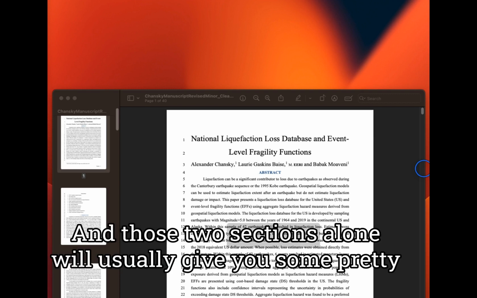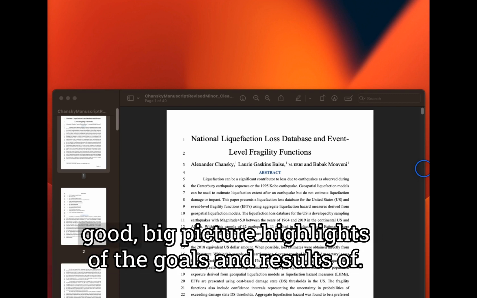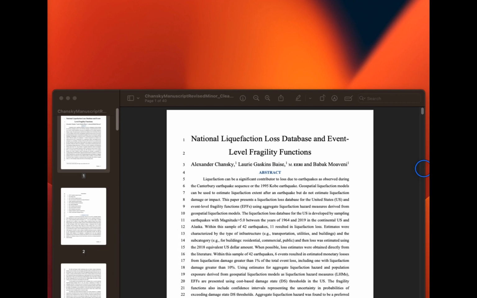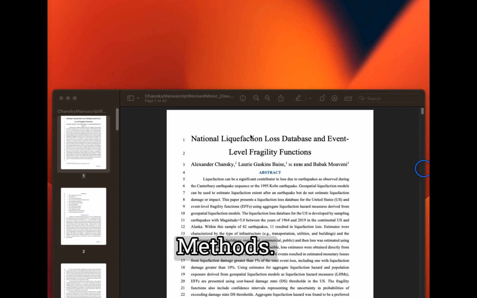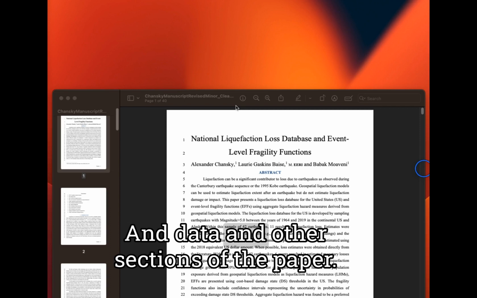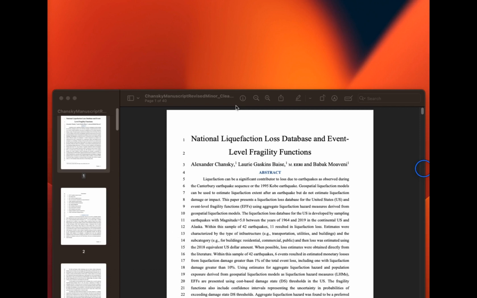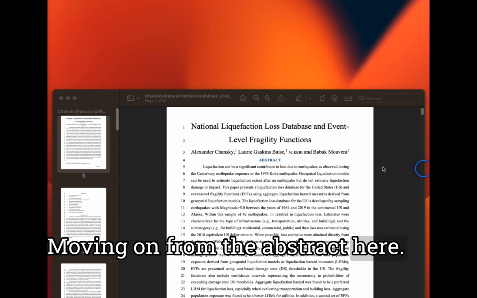Those two sections alone will usually give you some pretty good big picture highlights of the goals and results of any paper you're looking at. And then you can use that, of course, to decide whether or not you want to read the methods and data and other sections of the paper. Moving on from the abstract here.